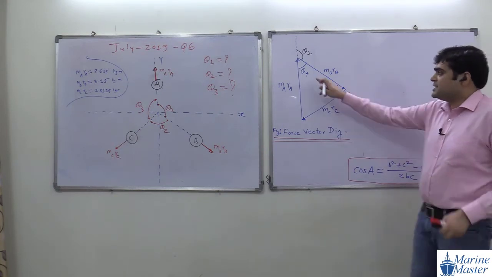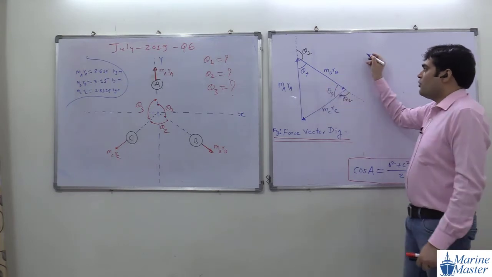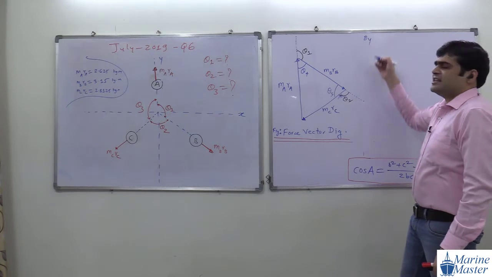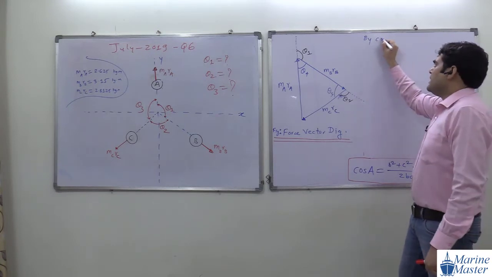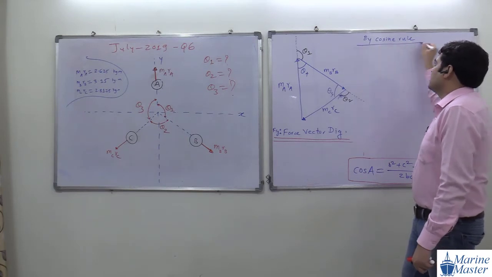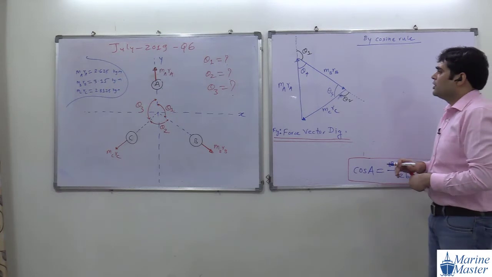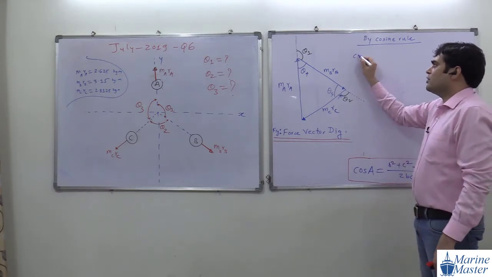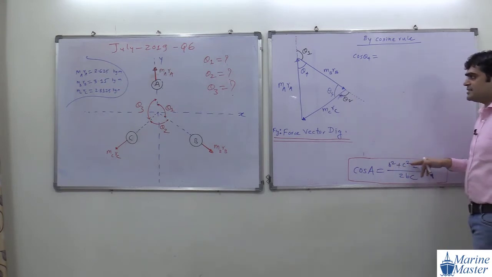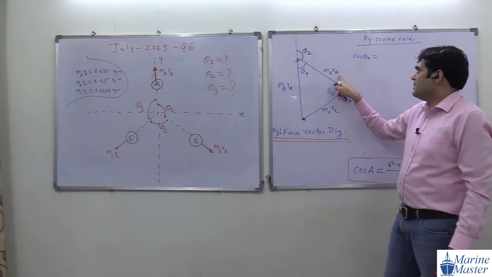Consider this is our angle A. So what can we write? Always use this type of standard expression: by the cosine rule, what can we write? Cos theta 4 is equal to B square plus C square minus A square over 2BC, where this is B and this is C.